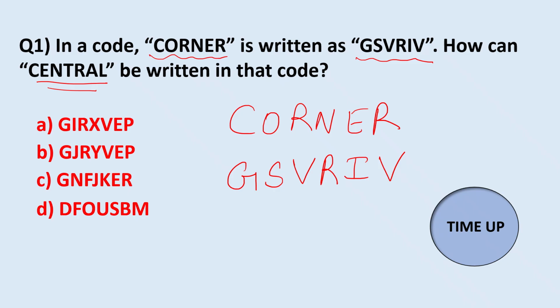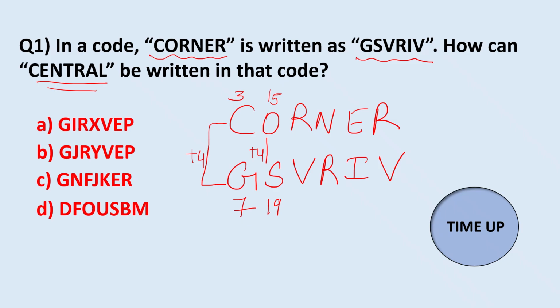So here if you see C to G, C's position is 3, correct? And G's position is what? 7. So what is done here? From 3 they have gone to 7. Now see O and S. O's position is 15, S position is 19. So what is happening? Plus 4 has been done to each of these.